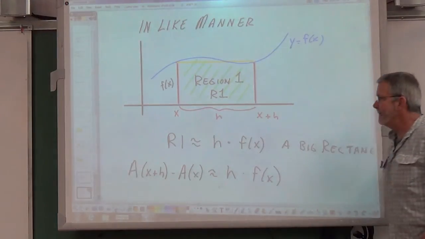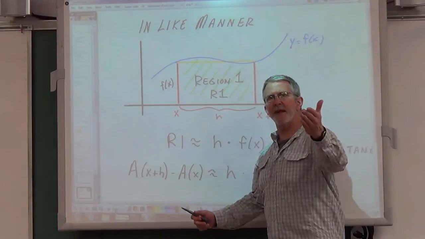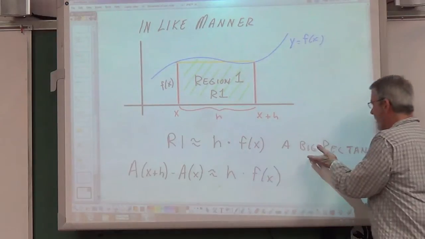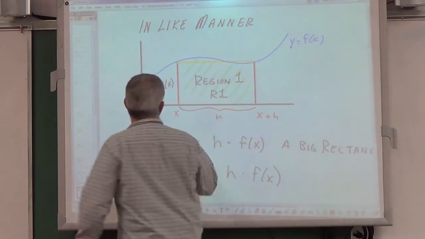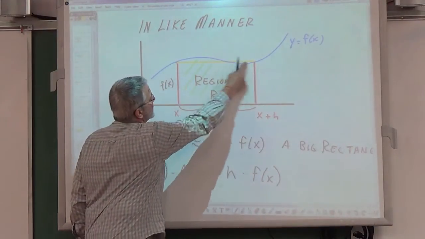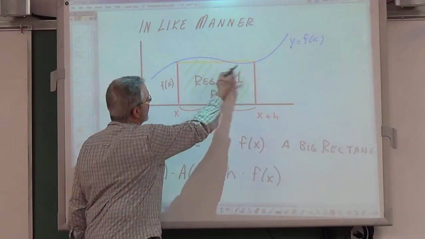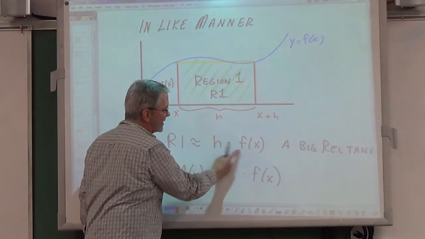Well, you know what I want to do? I want to estimate that region 1. I'm going to estimate that region 1, by golly, with a rectangle. With a great big rectangle right there. What rectangle am I going to use? I'm going to use the rectangle that has base of h and height of f of x. I'm going to look at that rectangle right there. A pretty good estimation. So region 1 is approximately h times f of x, base times height.